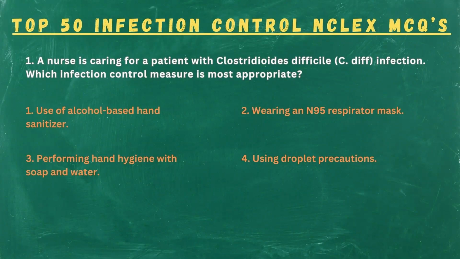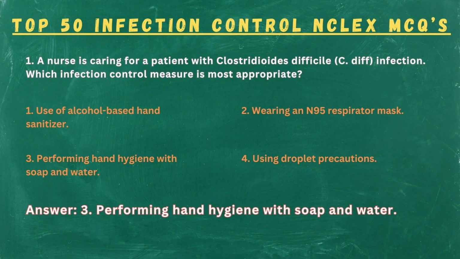1. A nurse is caring for a patient with Clostridioides difficile, C. diff, infection. Which infection control measure is most appropriate? 1. Use of alcohol-based hand sanitizer. 2. Wearing an N95 respirator mask. 3. Performing hand hygiene with soap and water. 4. Using droplet precautions. Answer: 3. Performing hand hygiene with soap and water.